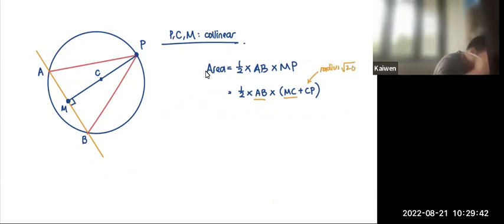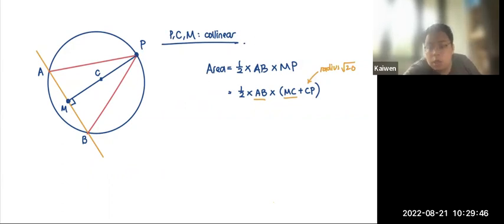Square root 20. Okay, I received a question. Let me check the question. How do we know that this is the maximum area?